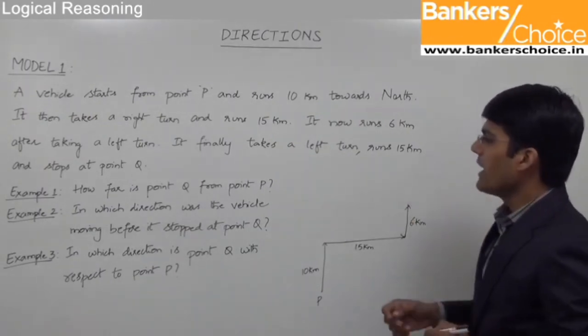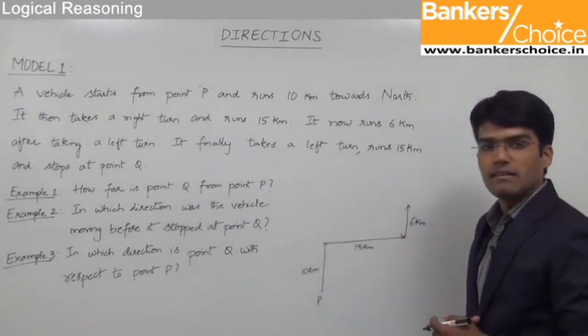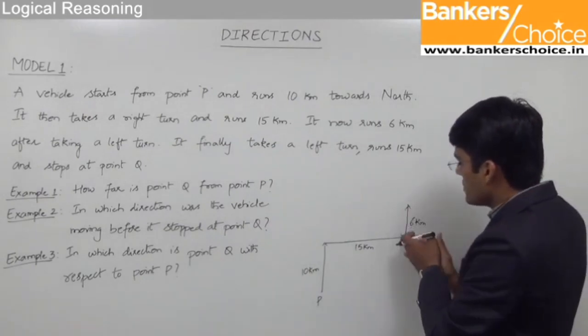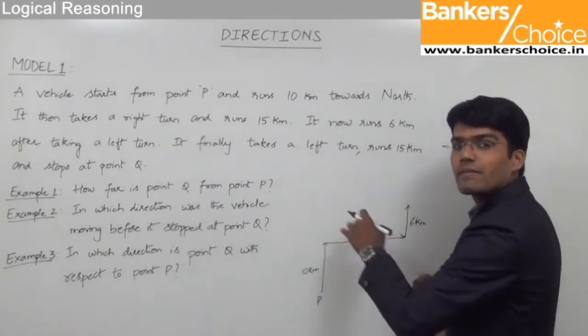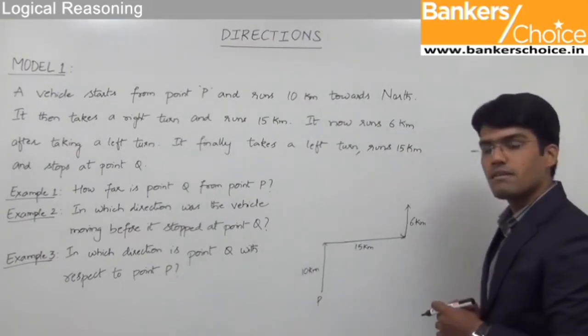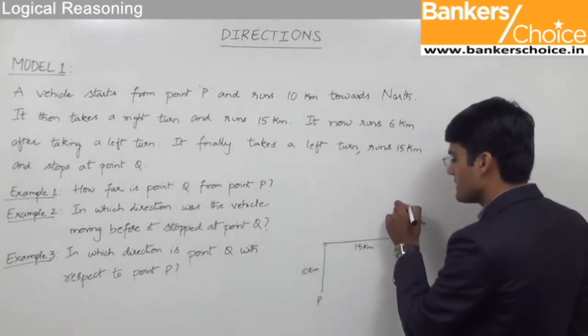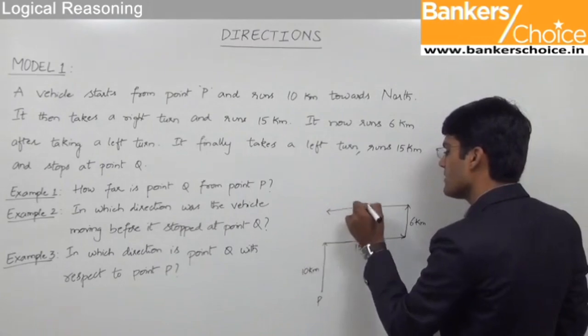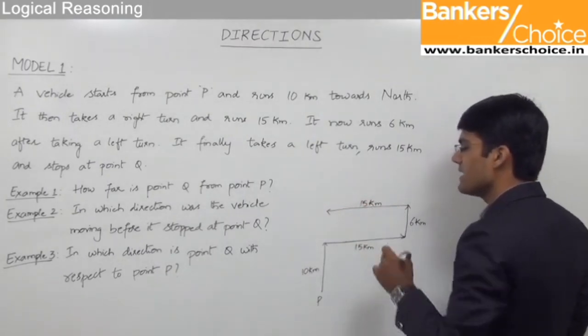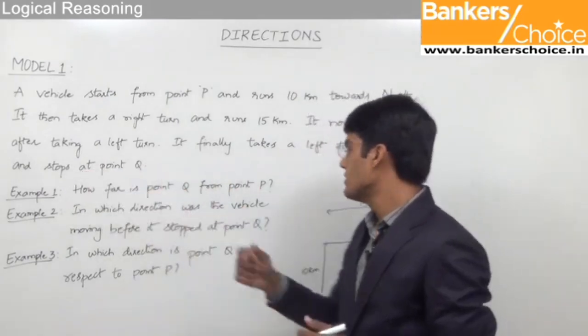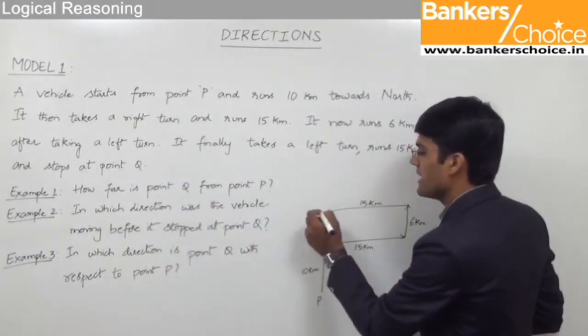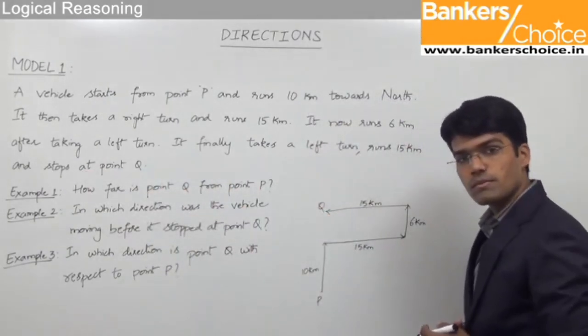After stopping at this point, it finally takes a left turn. Now the vehicle is moving towards the north direction, and it now takes a left turn, that is left on the paper, and runs 15 kilometers. So the vehicle now takes a left turn and runs 15 kilometers. This distance is 15 kilometers. And finally it stops at point Q. So this is the stopping point, and it can be taken as the point Q.